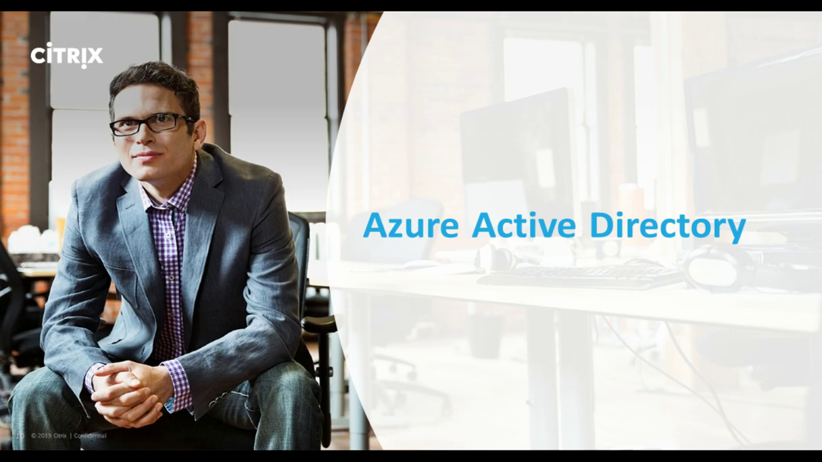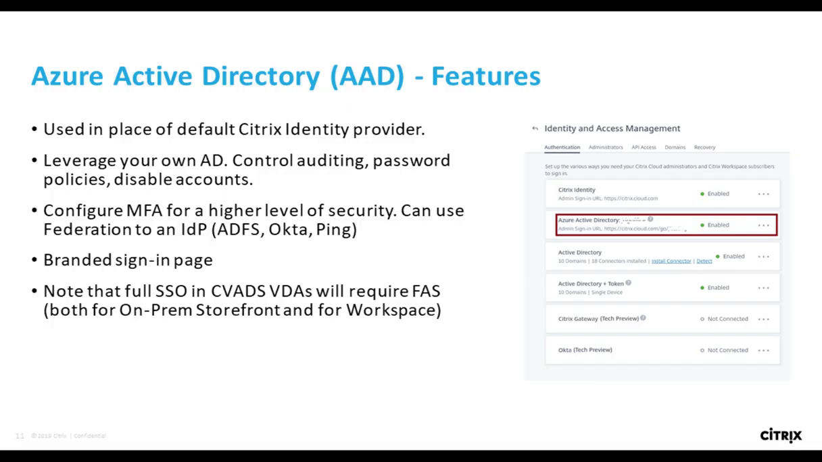So next we have Active Directory in Azure or Azure AD. By default, Citrix Identity Provider is selected to manage identity information for all users in your Citrix Cloud account, but admins can change this to use Active Directory in Azure instead. So by using Azure AD with Citrix Cloud, you can leverage your own Active Directory and control auditing, password policies, easily disable accounts when needed, configure MFA for a higher level of security against possibilities of stolen credentials or information of that nature. You can also use federation to an IDP like ADFS, Okta, or Ping.